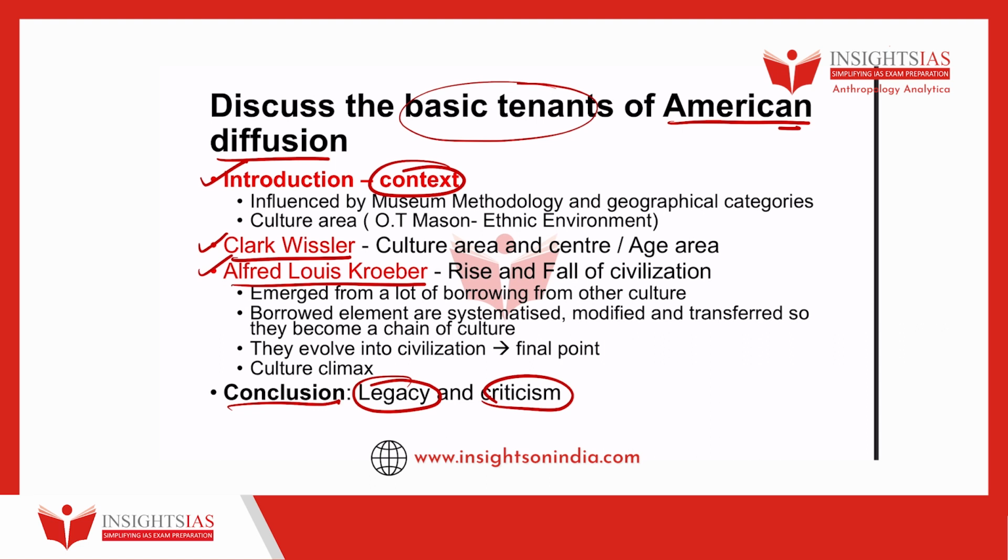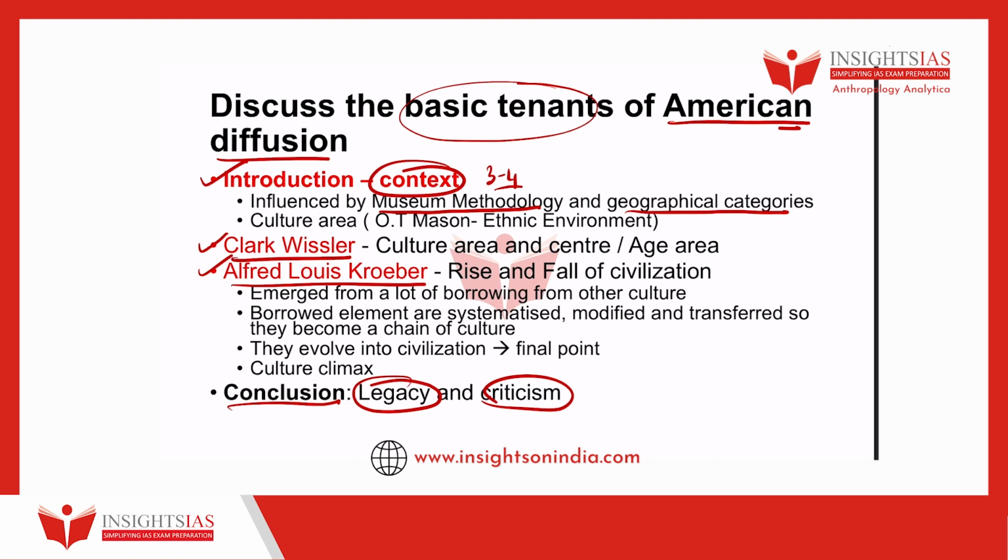In the introduction, as I told you, about 3 to 4 sentences, you should write about the context. Where did this idea of American diffusion come into existence, or what was the influence or the background behind this? American diffusionism was influenced by museum methodology and geographical categories: arrangement of cultural elements in a museum based on geographical factors, as well as cultural similarities from that particular geography. Okay, so that is the museum methodology.